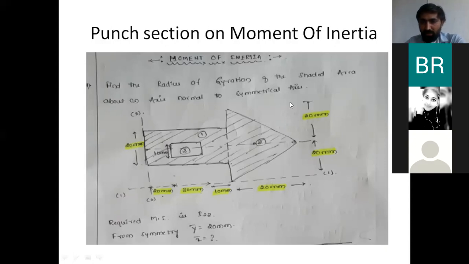And if you look at this, the total width of this entire triangle from this end to this end will be 20 plus 20, so that will be 40 millimeter, and from the base to the apex, the total height of the triangle will be 20 millimeter. So by just looking at the statement, you can find out the required moment of inertia. The required moment of inertia will be I22.